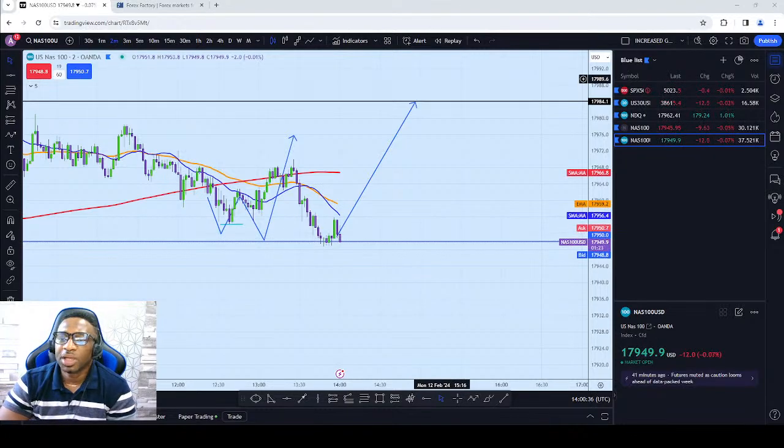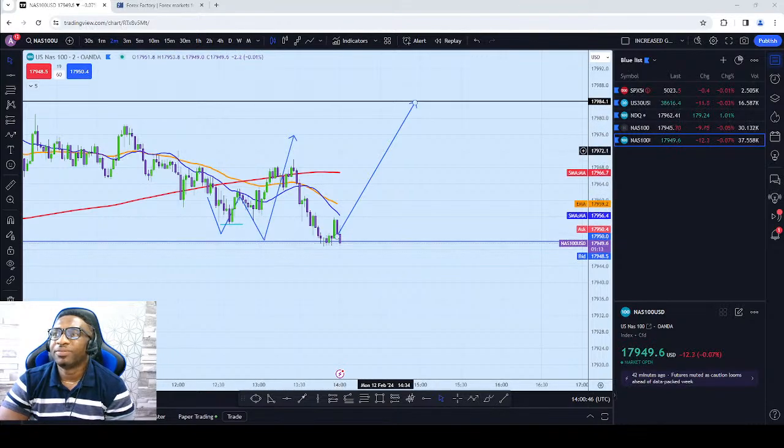Yeah, it looks like price has just pulled back to that area again. So we'll see what we have here.